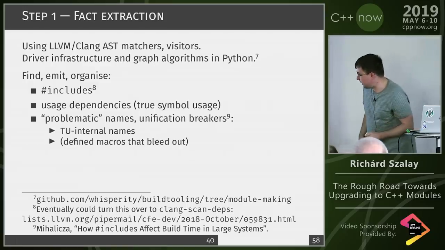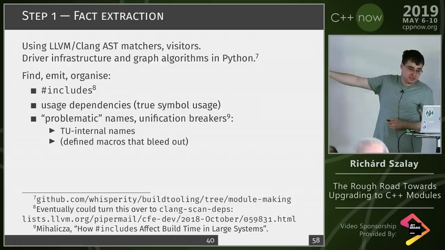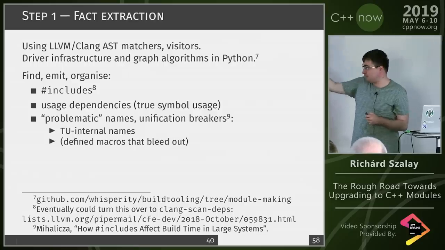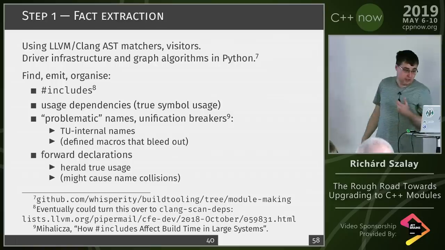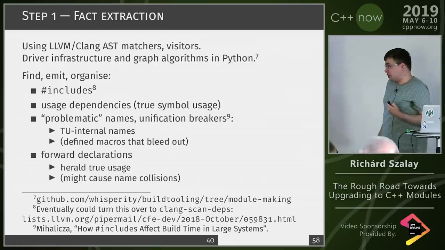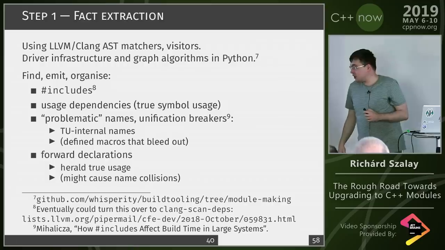Macro defines could be an issue too. I put it in parentheses because it wasn't much of a problem in modern C++ code, so I didn't actually implement anything around it, but we could. And there are forward declarations in many codes which pose a problem, and we will see.